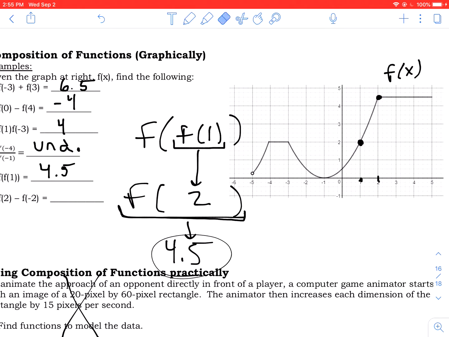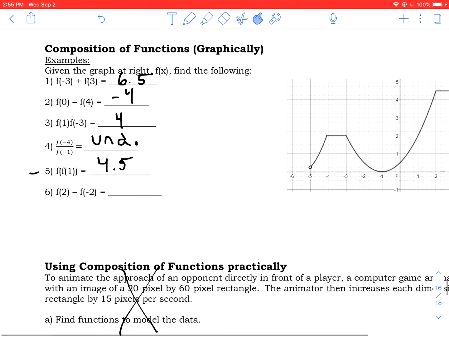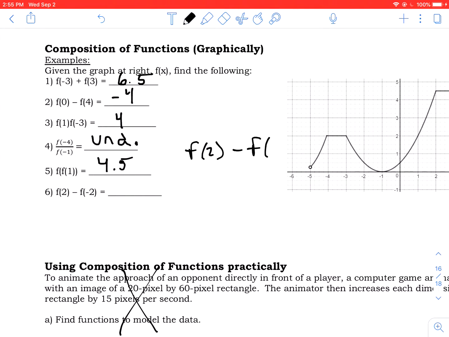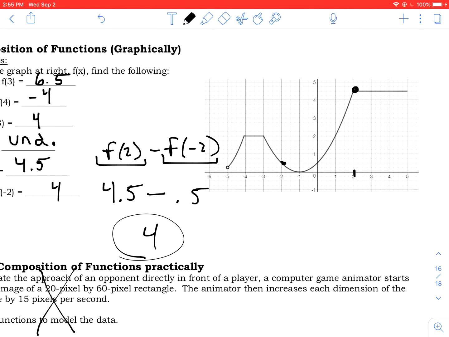Awesome. Last one, and then we're done for the day. What is f of 2 minus f of negative 2? Let's find that and then call it a day. F of 2 minus f of negative 2. So here we go. F of 2, when x is 2, y is 4.5, minus f of negative 2, when x is negative 2, y is 0.5, and 4.5 minus 0.5 is 4. And that's it.